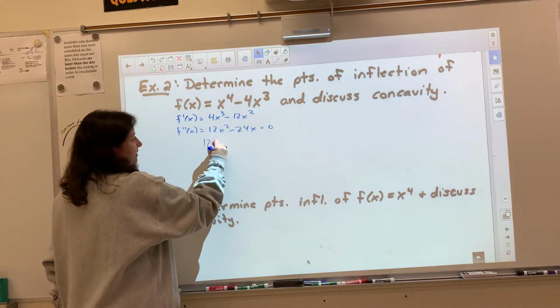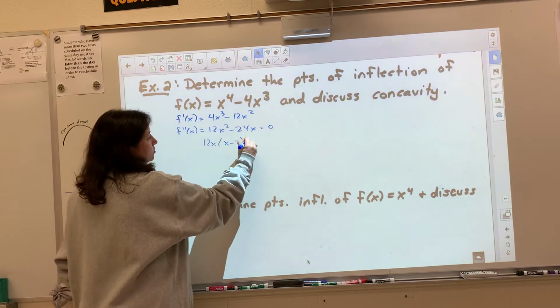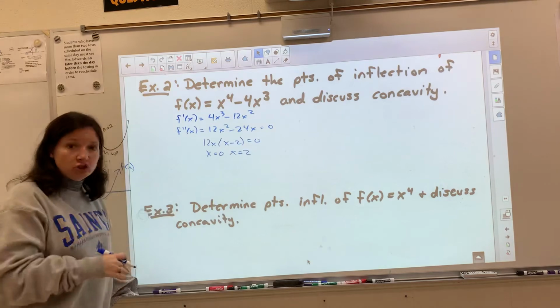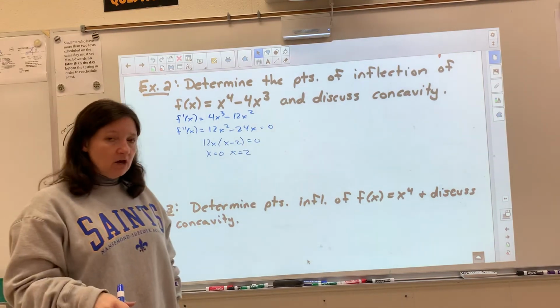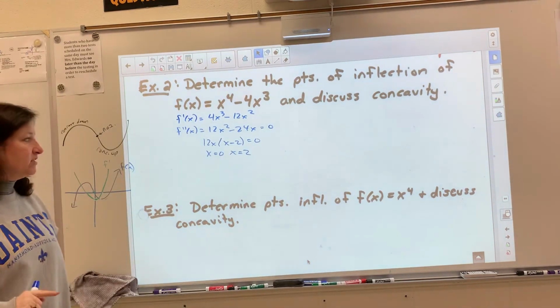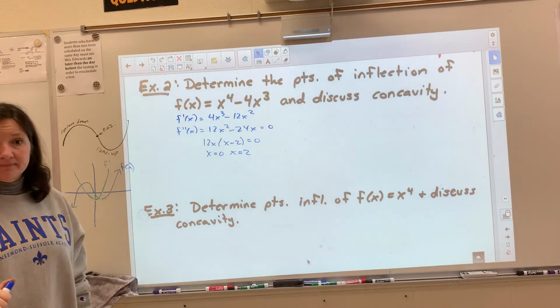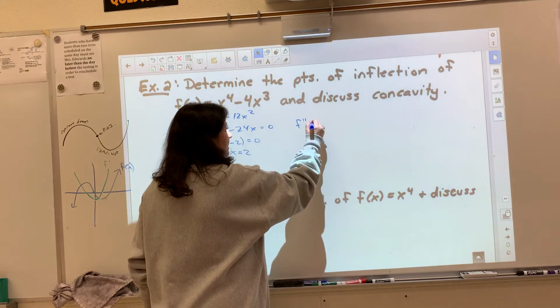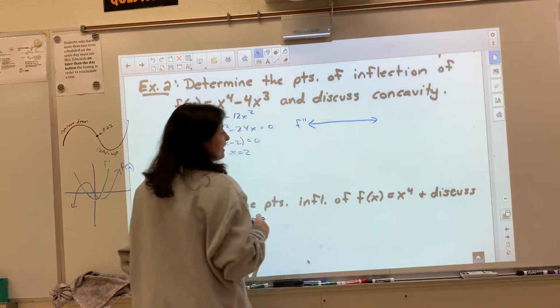Pull out your 12x, you get x minus 2. So x equals 0 and x equals 2. These are potential points of inflection. We don't know for sure if they're points of inflection until we do what? Check to see if the second derivative changes signs so you know concavity switches.